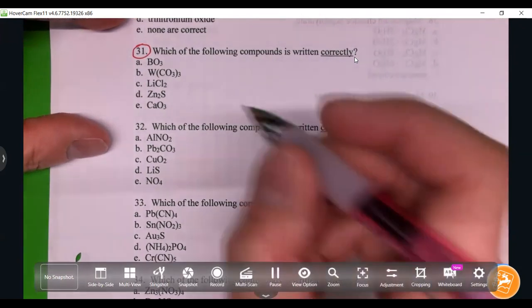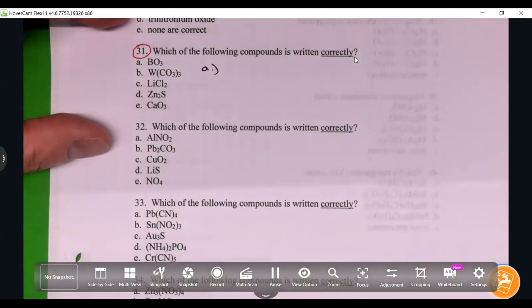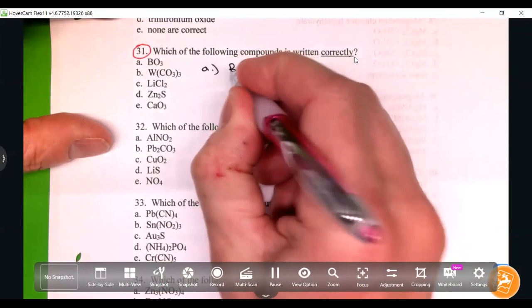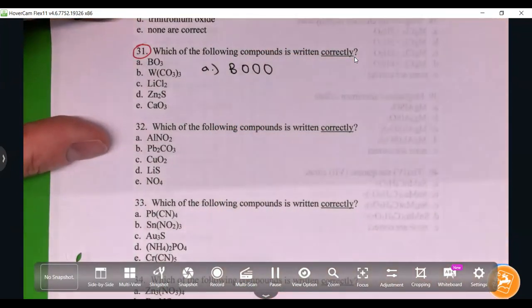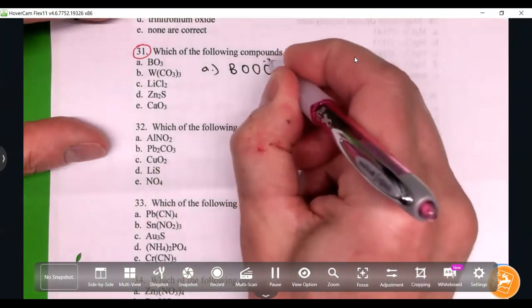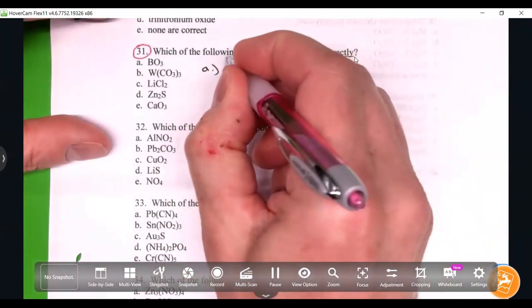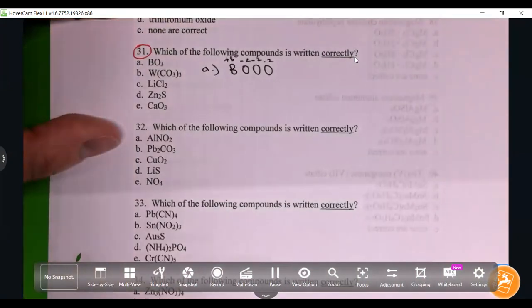The only way to do this is to work everyone out one by one. So if I take the first one, you assume that you have -2, -2, -2 for the oxides, right? It can't be peroxide. The peroxide would be O2 in parentheses. Then this boron would have to be a +6. And then you look at your sheet, is there such thing as a boron 6?